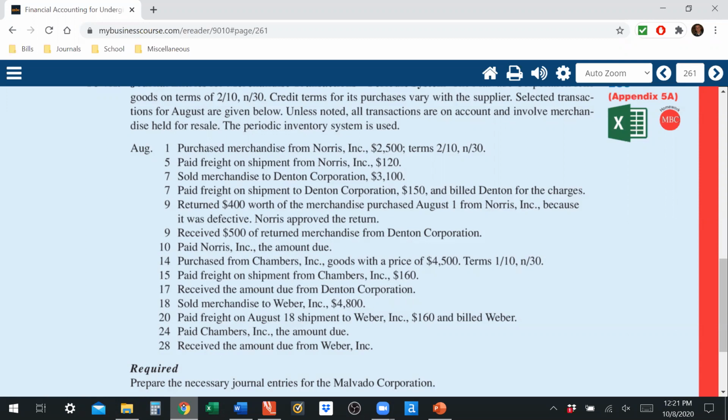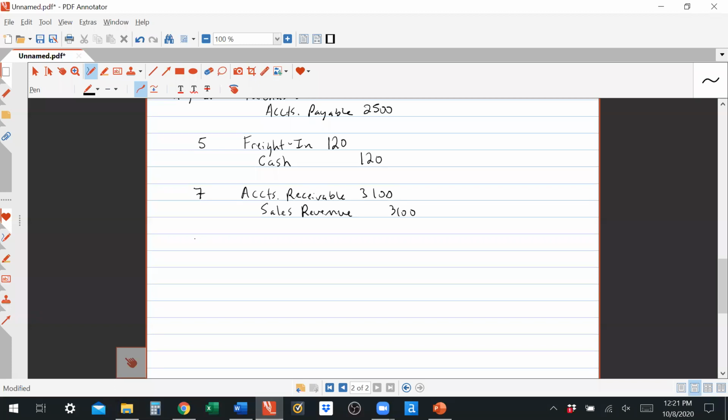August 7th, another transaction. Malvado has just paid the freight on the goods that they sold to Denton. They shipped the goods to Denton and Malvado paid the freight, $150. And we billed Denton for the charges. Now for this, we would debit something like miscellaneous expense or shipping expense. Let's be very specific. Let's just say debit shipping expense.